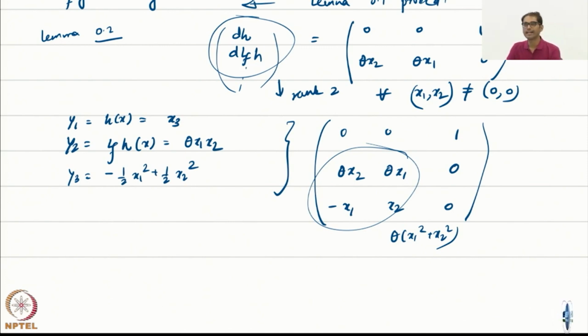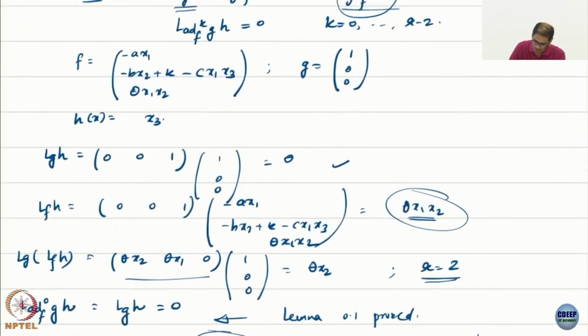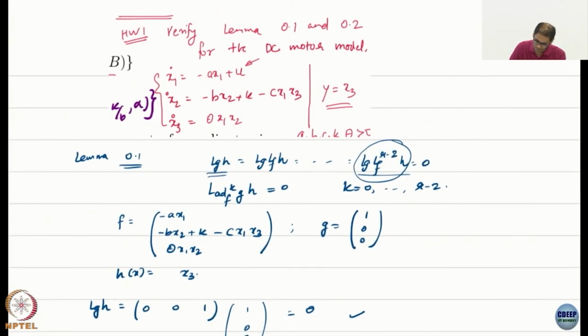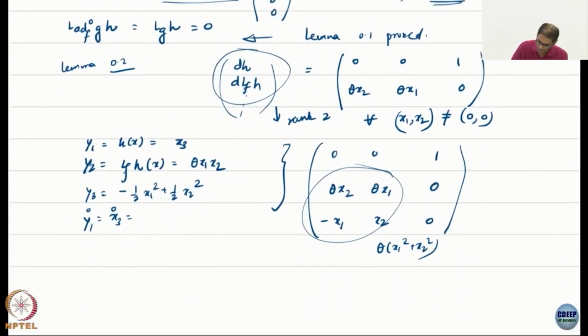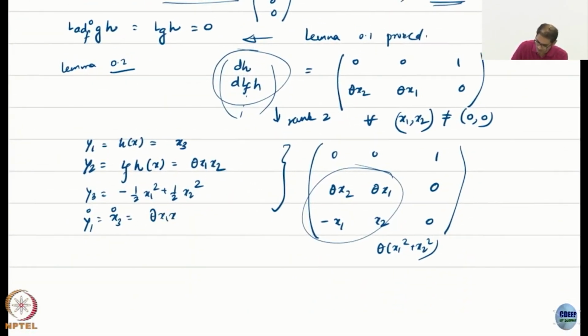Let's try to compute the dynamics in these new variables. Let's see what I get. Y1 dot is what? X3 dot. X3 dot was what? Theta x1, x2. Oh, that was expected, no? Y1 dot was supposed to be y2. Sorry, that is the whole point of this exercise. Yeah, y1 dot is y2.